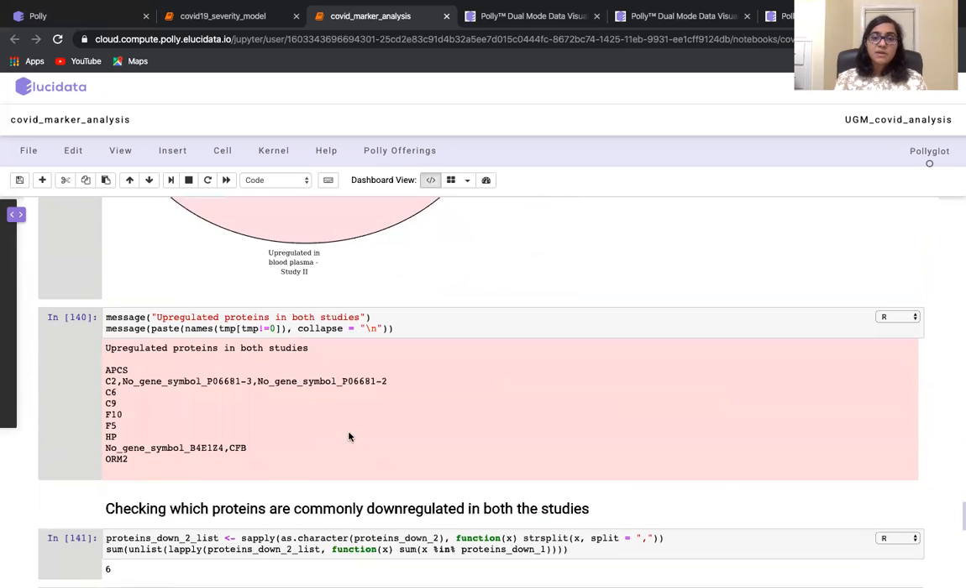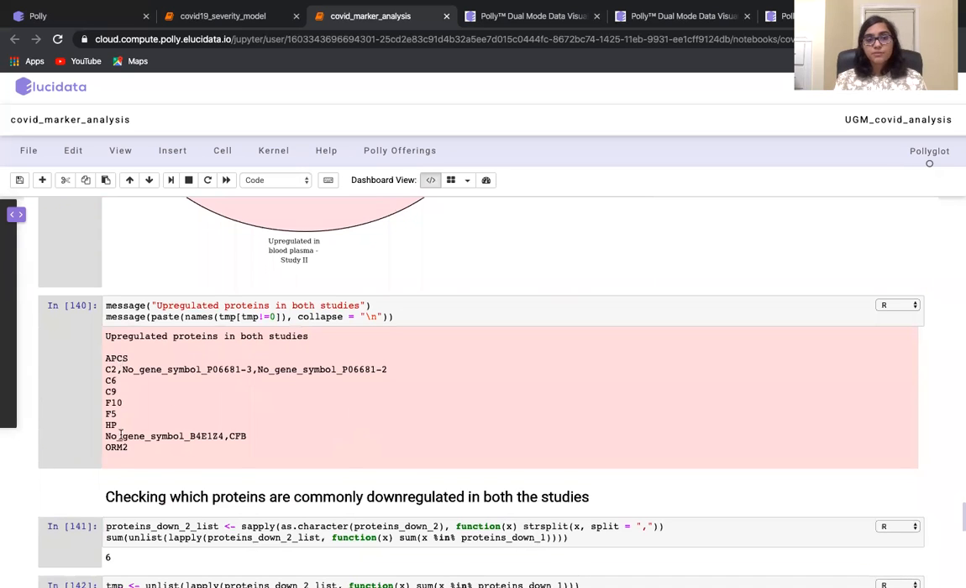And when we look at these upregulated proteins, this is something very, very interesting. So what you see here, as expected, a lot of complement proteins, complement pathway proteins show up, as you would expect. A lot of coagulation factors show up, are upregulated.